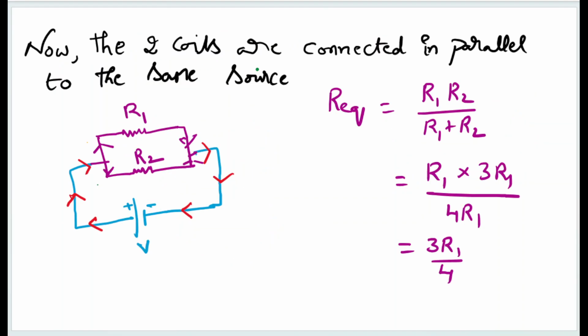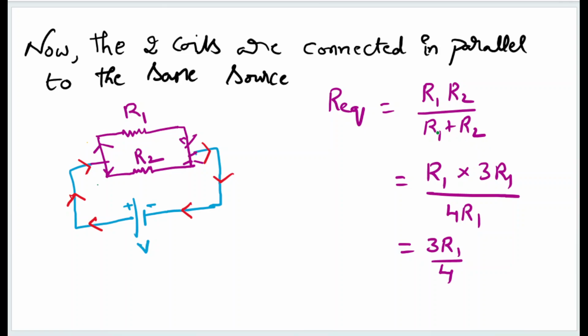Next, the two coils are connected in parallel to the same source V. Coil 1 resistance is R1 and coil 2 resistance is R2. Now R equivalent in parallel combination for two resistors is R1 R2 by R1 plus R2. But R2 we got as 3R1, and R1 plus 3R1 is equal to 4R1.